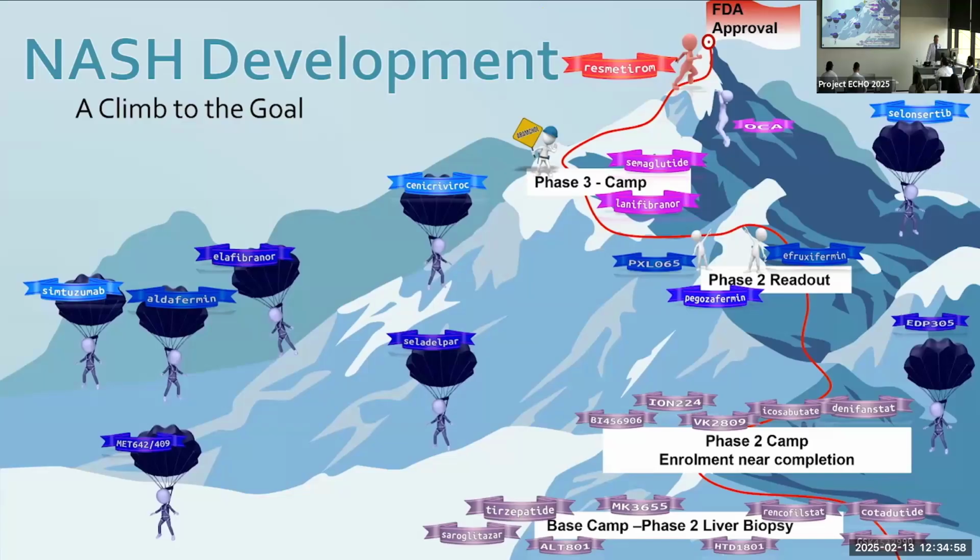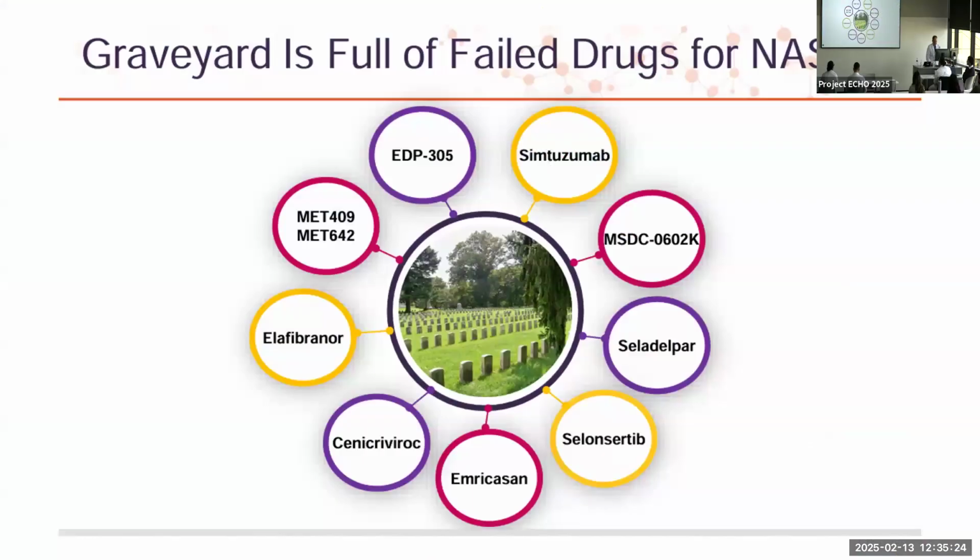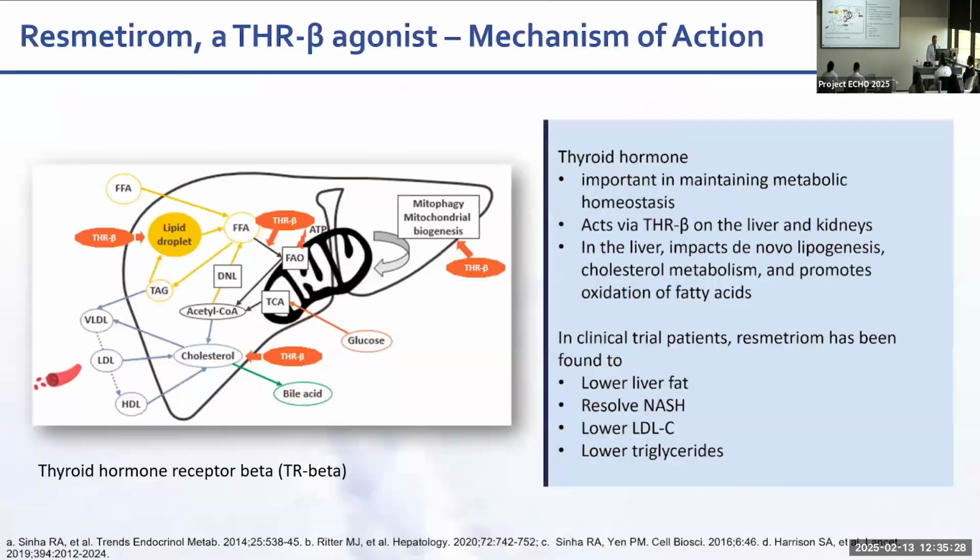All the guys with parachutes are already dead. The others are trying to climb this high mountain. At the very top, you can see resmetirom, which got the FDA approval, and some others very near to it. And very low on that slide, tirzepatide is just at the beginning, but now it's somewhere like semaglutide. So we have a graveyard full of candidate medications.